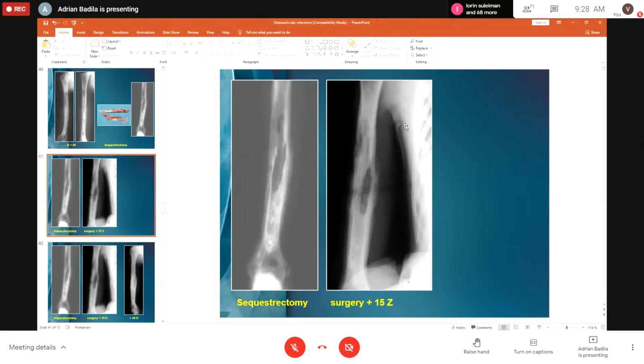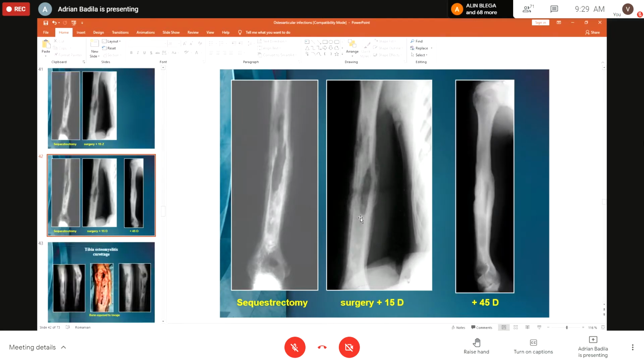And you can see that after this surgical procedure, the evolution is faster towards healing. And finally, the image 45 days after surgery with healing of the bone.